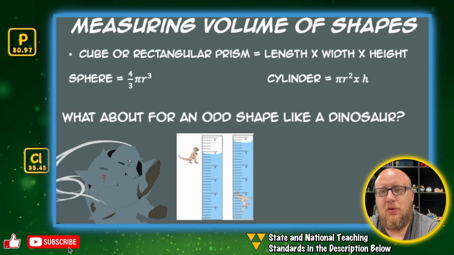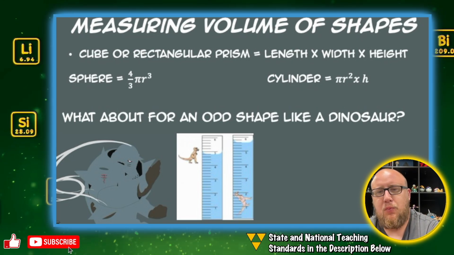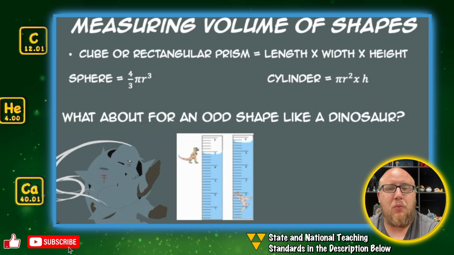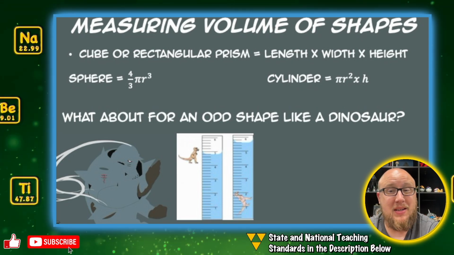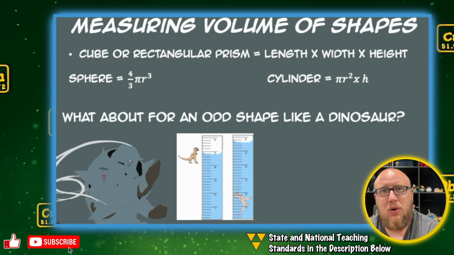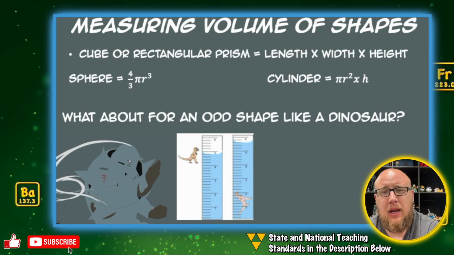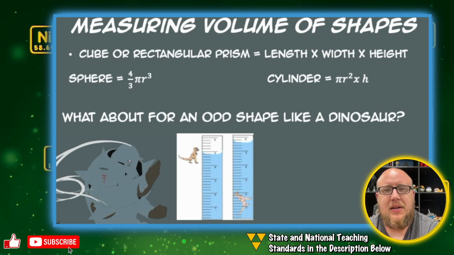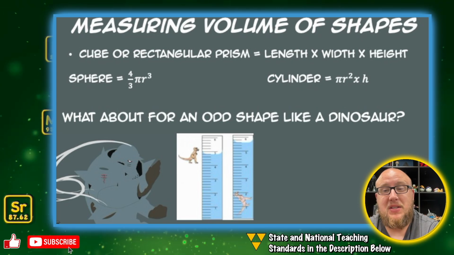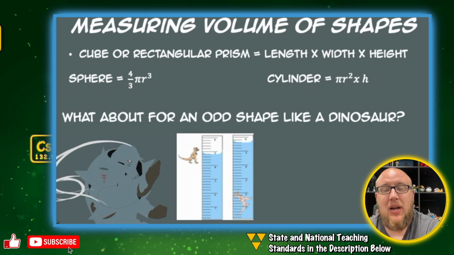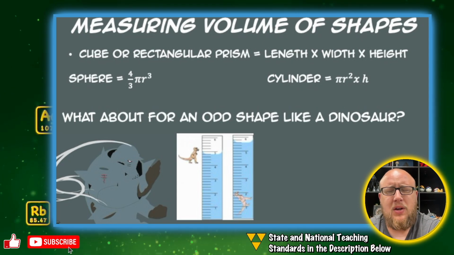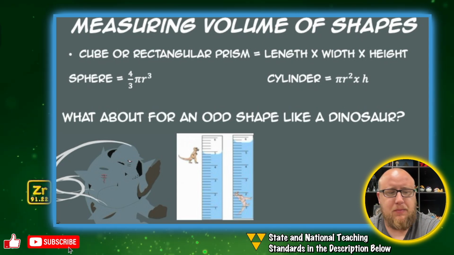We find our volume just by subtracting our initial volume without our dinosaur in there from our final volume with our dinosaur in there. So 6.6 minus 5.8, that's roughly going to give me a 0.8 milliliter change. So that means the volume of this dinosaur is 0.8 milliliters. Okay, so you have to do a water displacement test for anything that is an odd shape.